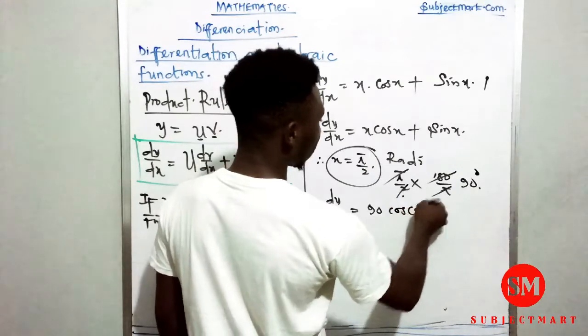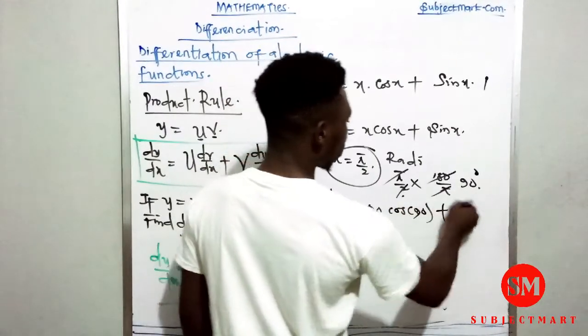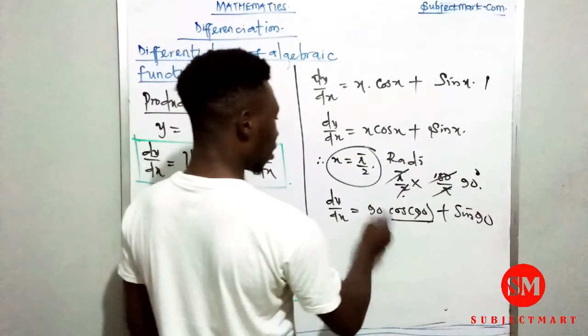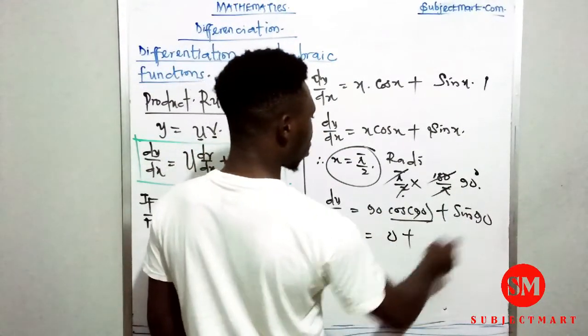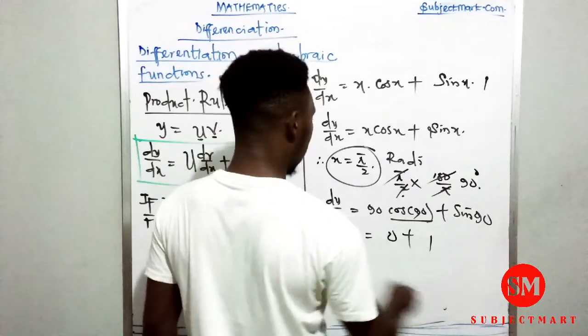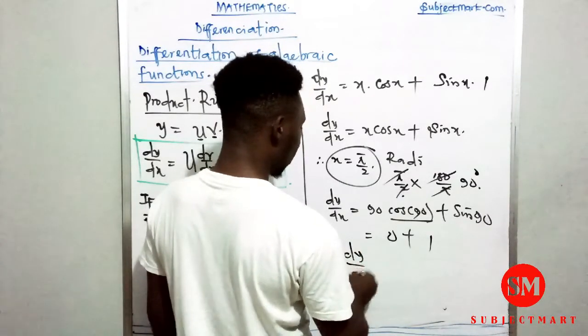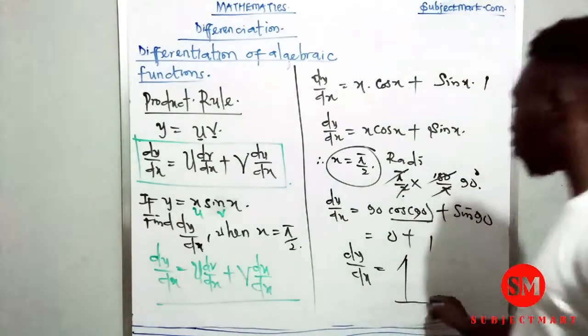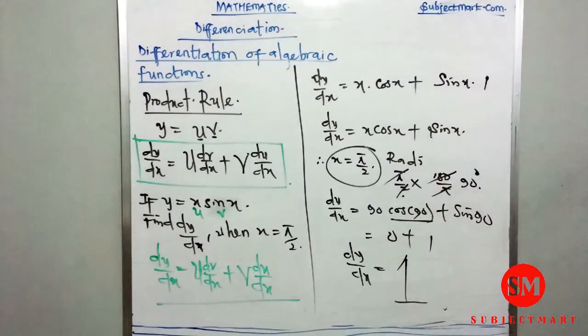So dy/dx here is equal to 90 open bracket cos 90 plus sin 90. Cos 90 will give us 0. 0 times 90 is equal to 0, plus sin 90 will give us 1. So your dy/dx here is equal to 0 plus 1, which gives us the value 1.